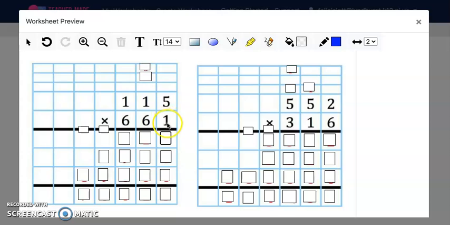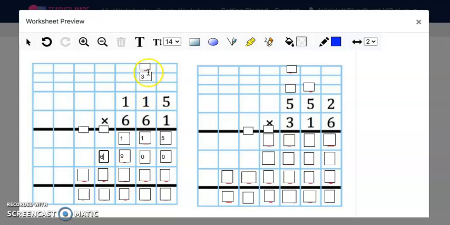We're starting with the ones. 1 times 5 is 5. 1 times 1 is 1. Notice I'm just typing in the digits. 1 times 1 is 1. Now I'm moving to my tens place. I'm including my 0. 6 times 5 is 30. I'm going to carry that 3. My 0 goes in my tens. 6 times 1 is 6 plus 3 is 9. 6 times 1 is 6.